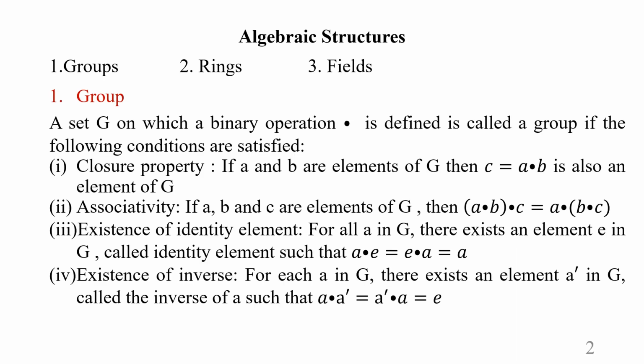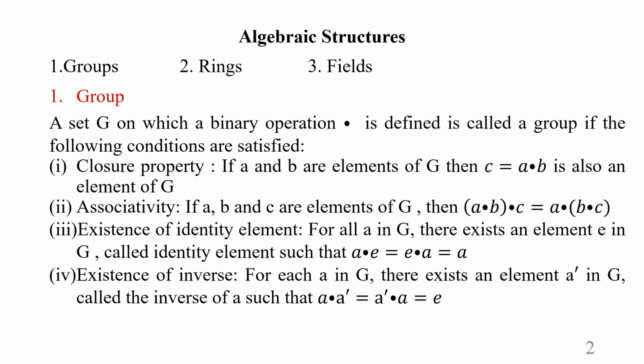In algebraic structures, we are going to discuss groups, rings, and fields. Group. A set G on which a binary operation dot is defined is called a group if the following conditions are satisfied. First one, closure property. If A and B are elements of G, then C equal to A dot B is also an element of G. Second one, associativity. If A, B and C are elements of G, then (A dot B) dot C equal to A dot (B dot C).